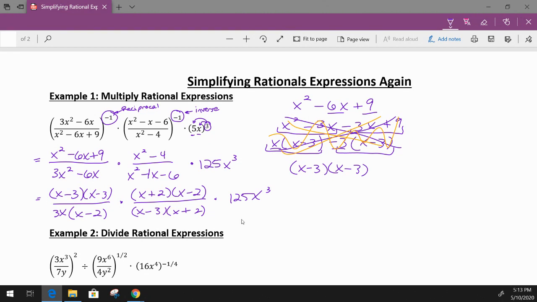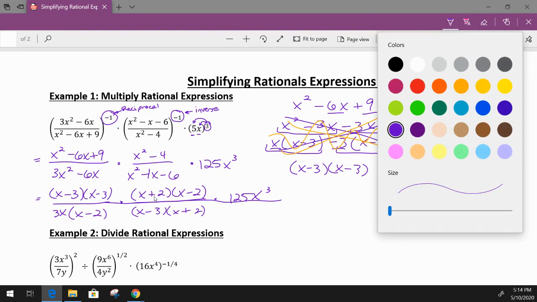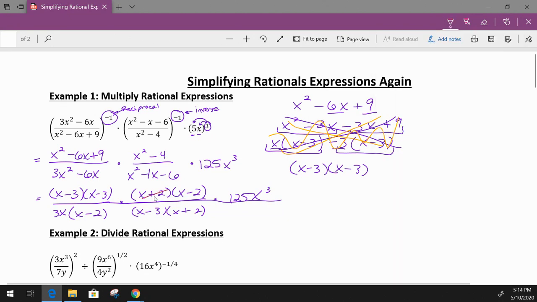Now that we have factored everything, we are going to reduce. So we can reduce any one, when you're multiplying, basically this is now all one big fraction. So all of these things are in the numerator, all these factors in the denominator. What can we reduce? You can reduce the x plus 2s. You can reduce the x minus 2s. And you can reduce an x minus 3.